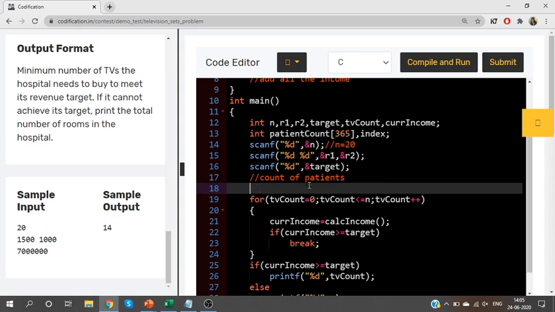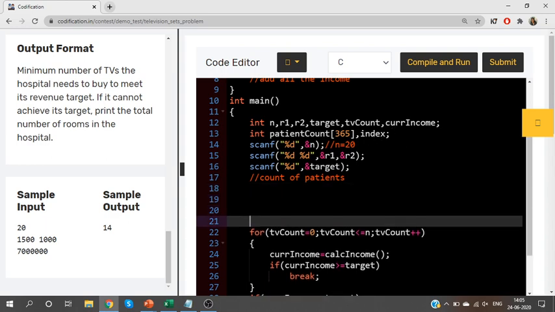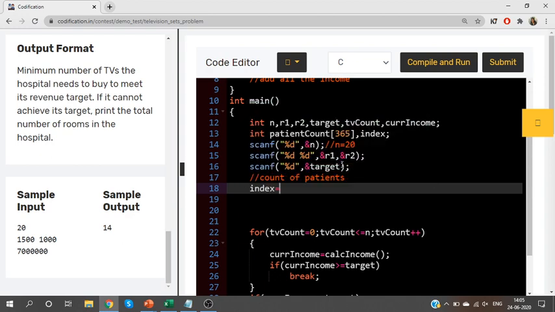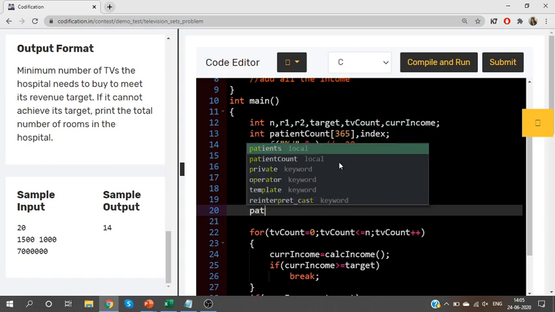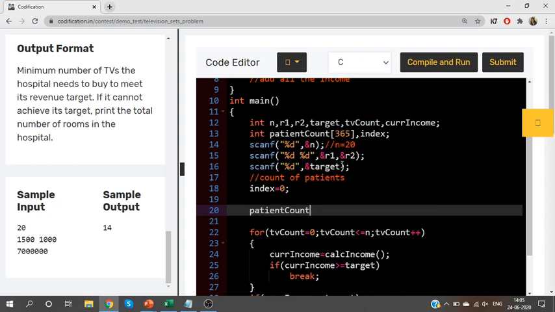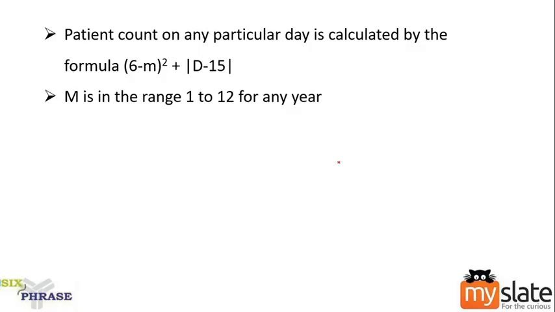Okay, I'll write it like this. Index value is initialized as 0. I don't want to create a loop immediately; we'll just proceed with the problem. Initially index value is 0. Now how will I calculate the patient count? The patient count can be calculated using the formula (6 minus m) the whole square plus absolute of d minus 15.